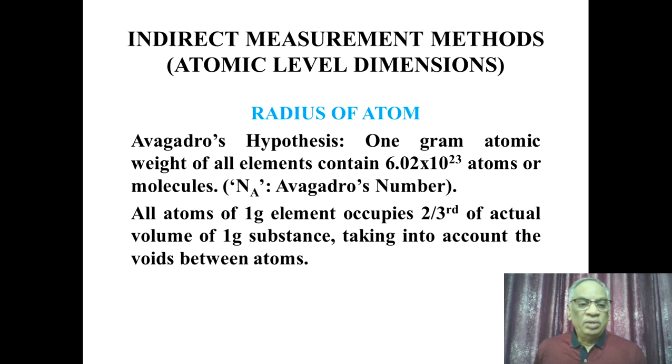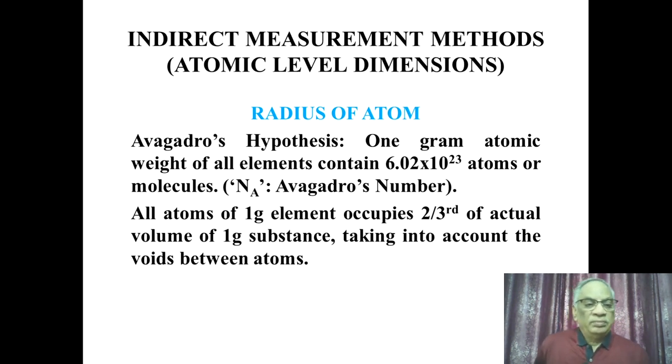According to Avogadro's hypothesis, 1 gram atomic weight of all elements contains 6.02 × 10^23 atoms. That is, so many molecules are in 1 gram atomic weight of any element. Also, all the atoms present in 1 gram of element occupy only two-thirds of the actual volume of the substance weighing 1 gram, taking into account the gaps and voids between the atoms. So only two-thirds of the actual volume is occupied by the 6.02 × 10^23 atoms in a gram atomic weight of any element.